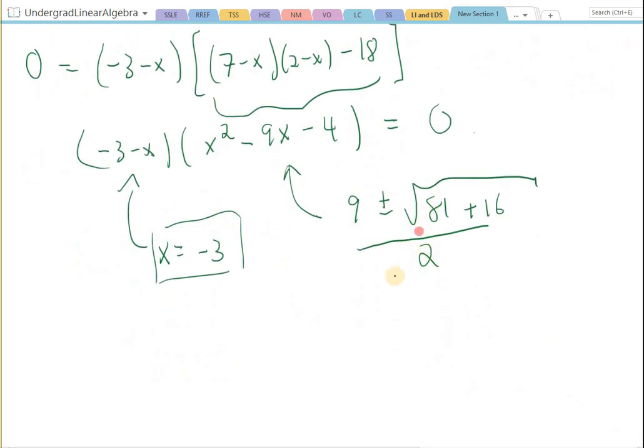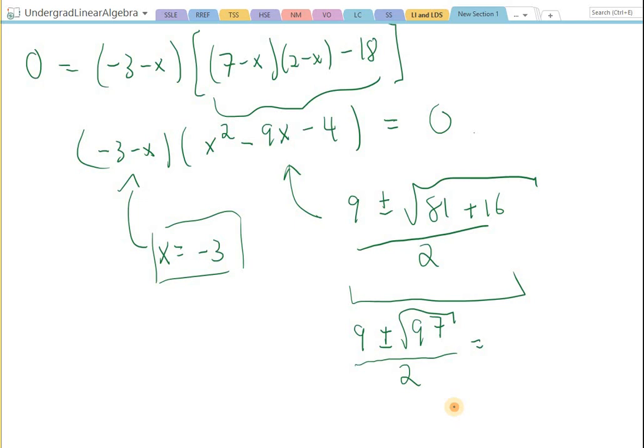All right, this one's kind of messy, but it's going to be equal to 9 plus or minus, let's see, 97. Okay, so that gets me, let's see, 9 plus 97 is 106 over 2, 106 over 2 is 53. No, I'm sorry, this is a square root. Can't do that. Square root. All right. So that doesn't simplify. That's as far as you can go.